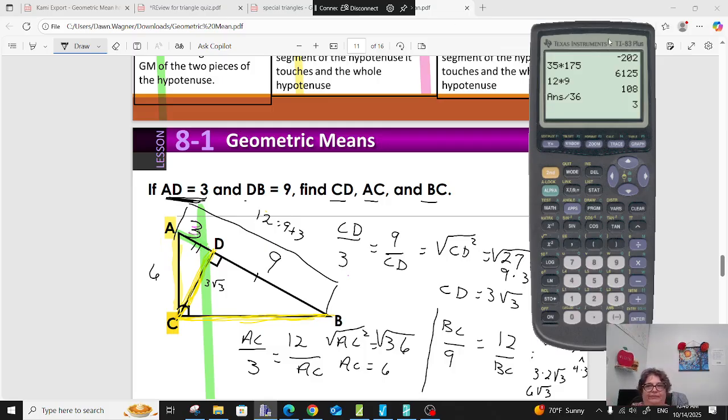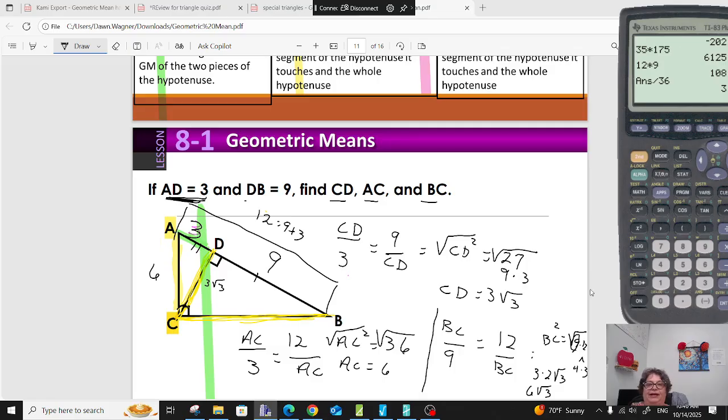Or no? Do I need to explain how I simplified this again? Everybody got how I simplified that? Why this is 6 square root 3? Is there a shortcut? That is the shortcut.